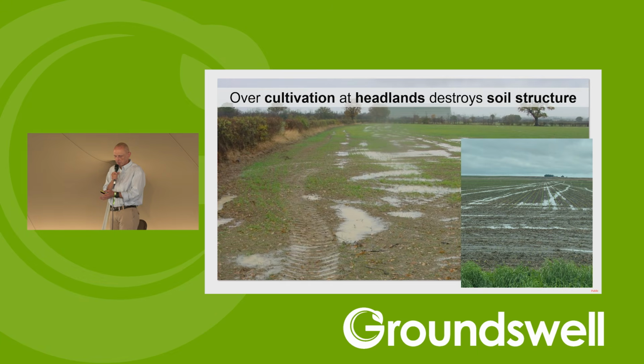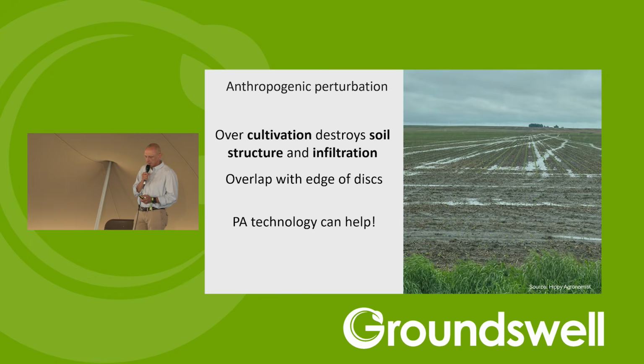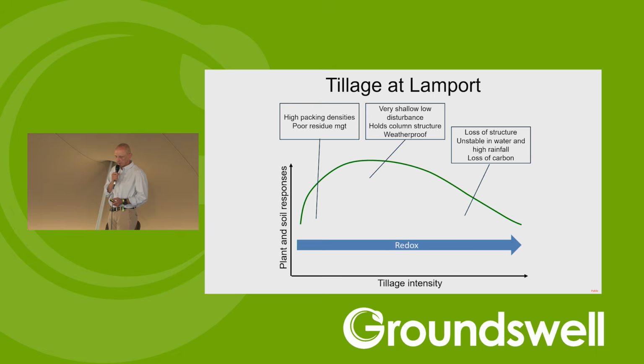And also the picture on the bottom right, it's not my picture, but if you don't get your precision farming set up and you've got too much overlap between tillage, you can remove the soil structure very quickly. It's a very, very fine thing, what we've learned. And of course, you've shut down your infiltration rates very, very quickly. Okay, so over cultivation is the soil structure and infiltration. This is an overlap, and as I said to you, that's where precision technology can definitely help us.